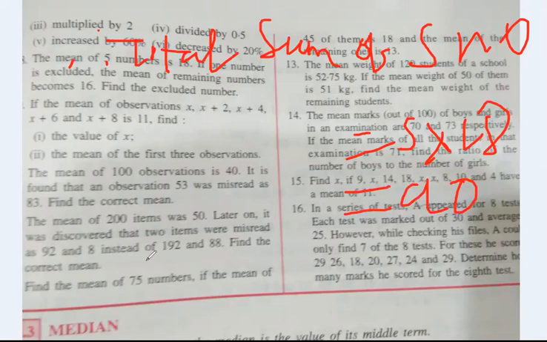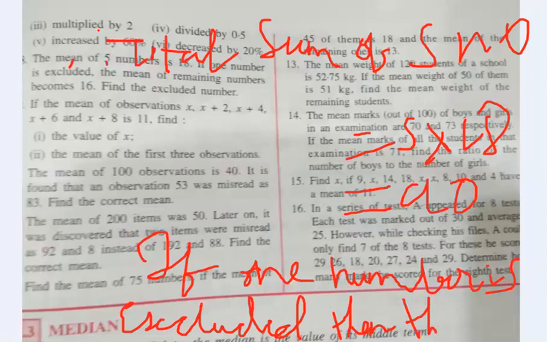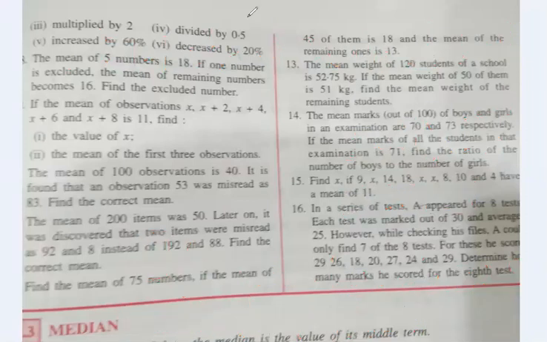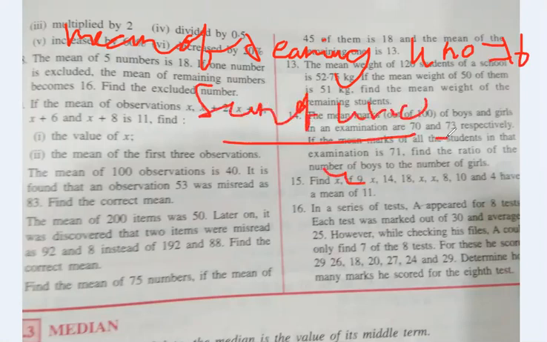Now if one number is excluded, then the mean of remaining 4 numbers is equal to 16. Sum of 4 numbers by 4 is equal to 16.